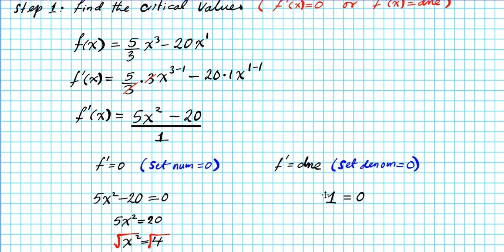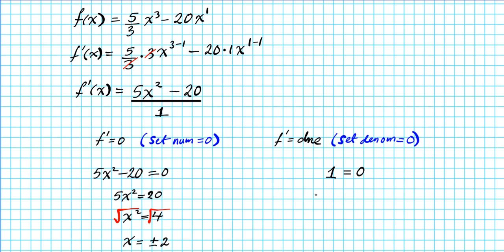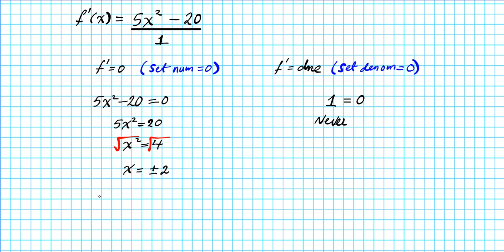Okay, so take a look at this. When is 1 equal to 0? Never. So that clearly shows us that this function is differentiable everywhere in the domain, and there isn't an x value where f prime does not exist. Our conclusion, we have only two critical values, and they are x equals -2 and x equals 2.